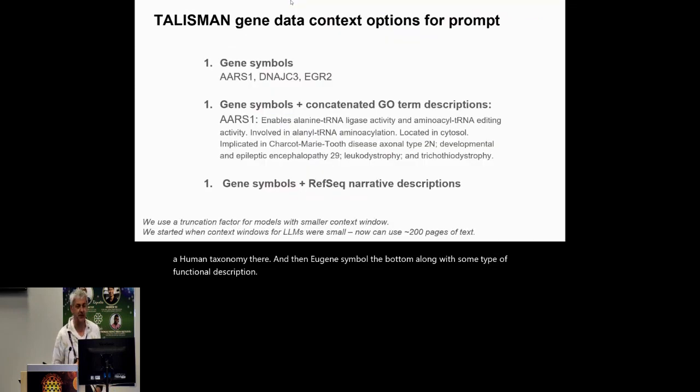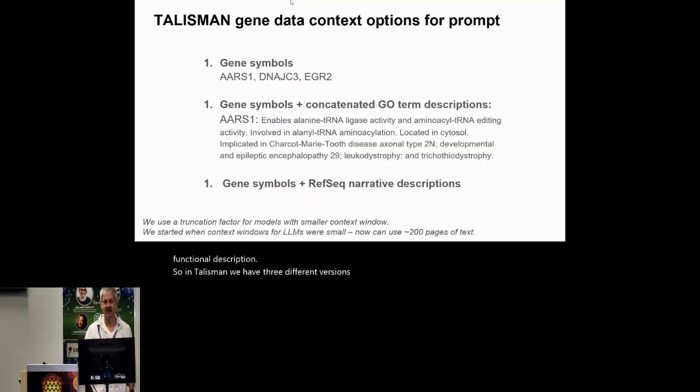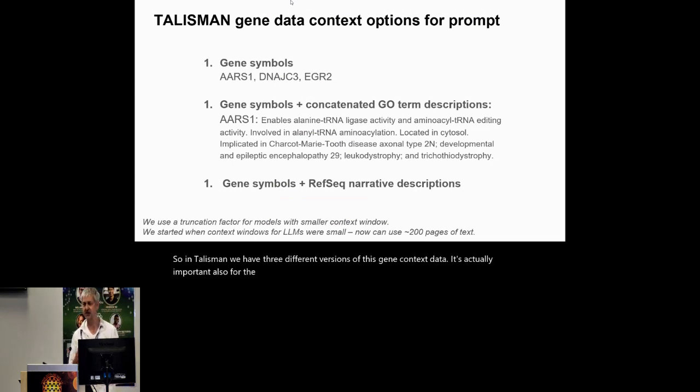So in Talisman, we have 3 different versions of this gene context data. It's actually important also for the evaluation. So really, the talk is about evaluating whether this works at all. So first, you have just gene symbols alone. For now, restricted to human data.